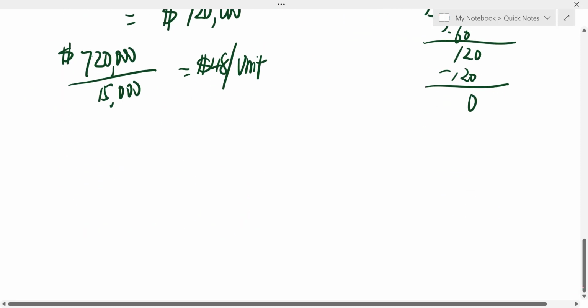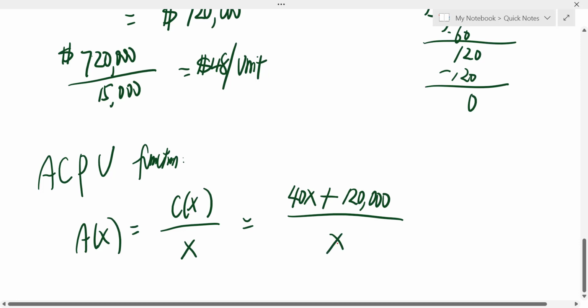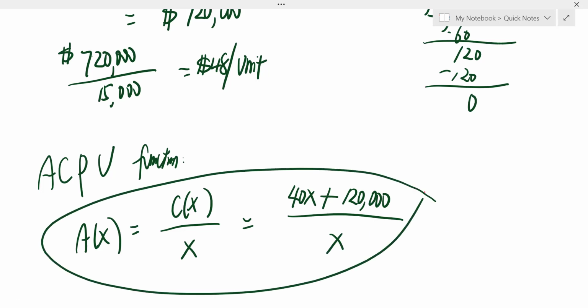We look at the overall picture, the average cost per unit function. It's A of x. So it should be the cost function divided by the units produced. The cost function is 40x plus 120,000, over x. And that gives us the average cost per unit at each production level.